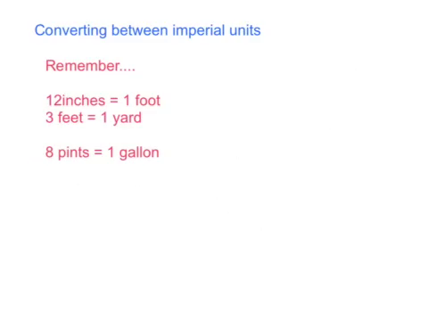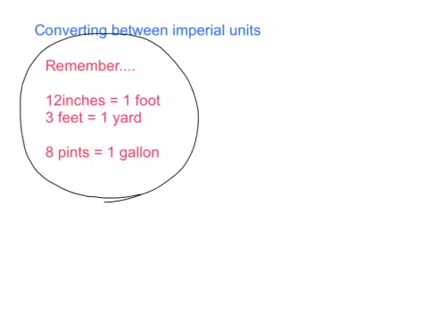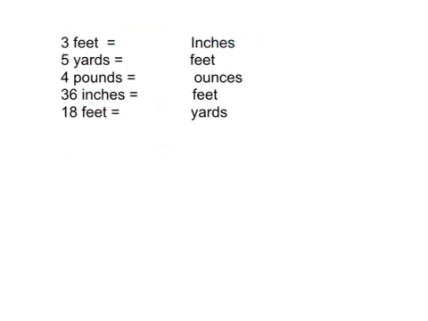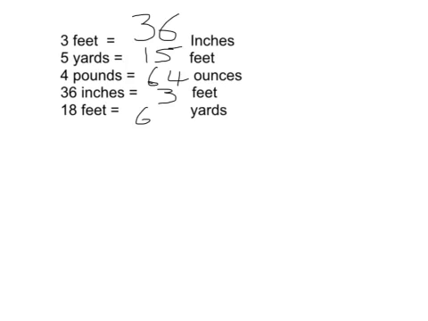We also need to be able to convert between imperial units, and we can do this in exactly the same way using exactly the same diagrams. But these are the facts that you need to learn. Again, can you think of a game or a poem or a song or a video to help you remember these? See if you can complete these conversions either using the diagrams that we talked about before or using your own method. Pause the video and then press play to get the answers. Here are your answers. How did you get on? If there's any problems, make sure you speak to your teacher.